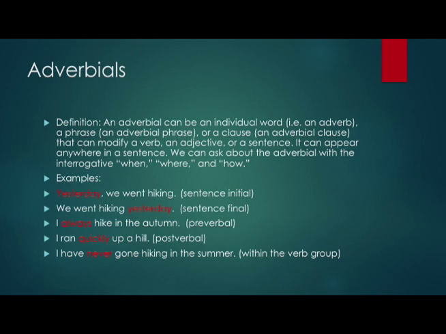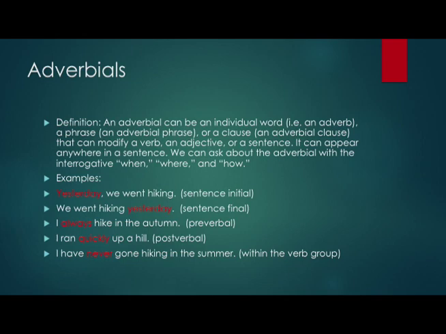All right, let's look at adverbials. So an adverbial can be an individual word. It could be an adverbial phrase or an adverbial clause that can modify a verb, an adjective, or a sentence. So this can appear anywhere in a sentence. Okay? And we'll look at different examples of where in a sentence it could be. We ask about adverbials with the question words when, where, and how. Okay? So usually things like time, place, and a manner in which something happens.